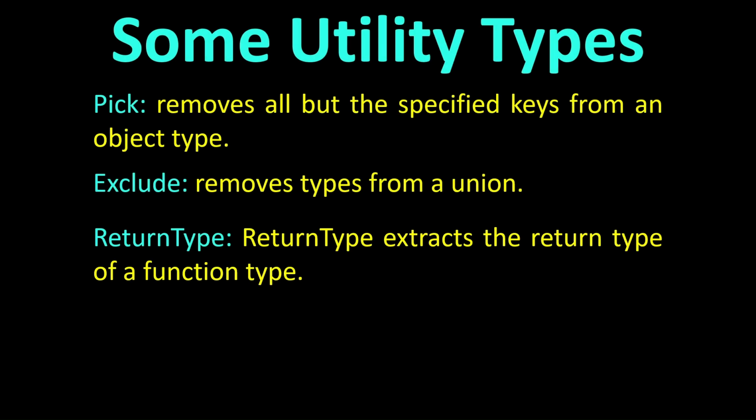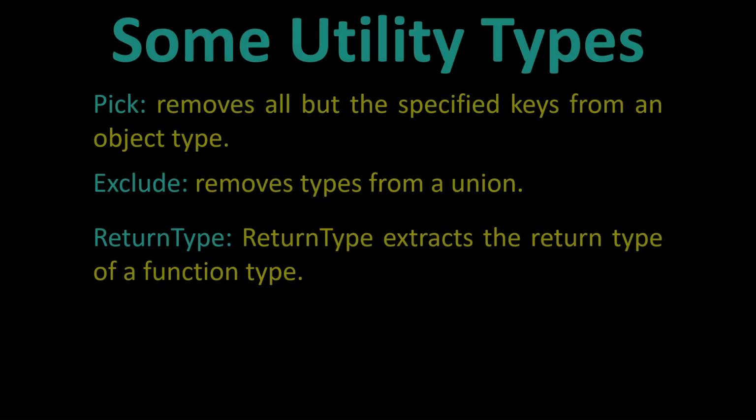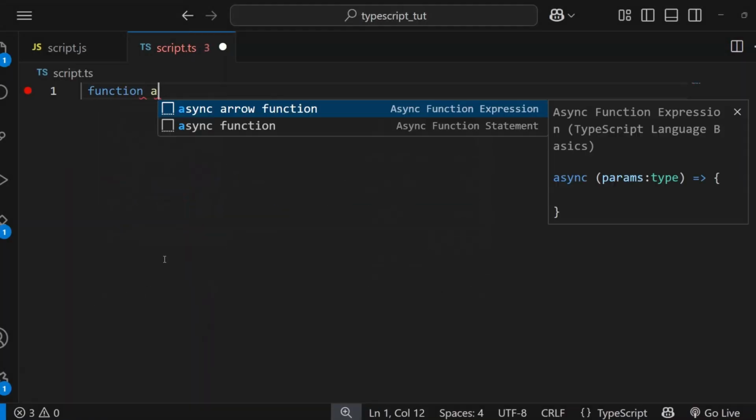Next utility type we have is ReturnType, which extracts the return type of a function type. Let's understand through an example how it works.